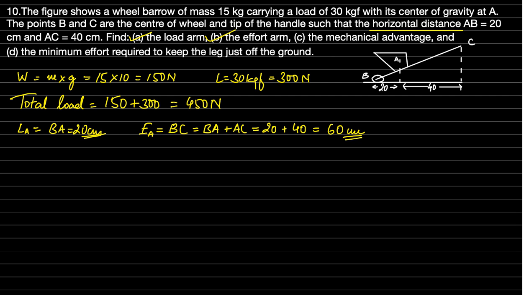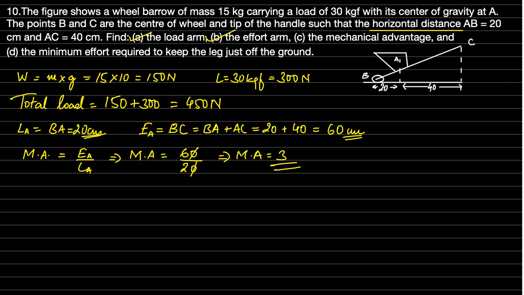Now we need to find the mechanical advantage. So we know the formula for mechanical advantage. MA will be equal to effort arm divided by load arm. So I just substitute the values. MA will be equal to effort arm, 60 centimeters, divided by load arm, 20 centimeters. Straight away, 3 2s are 6. So we get mechanical advantage is equal to 3.